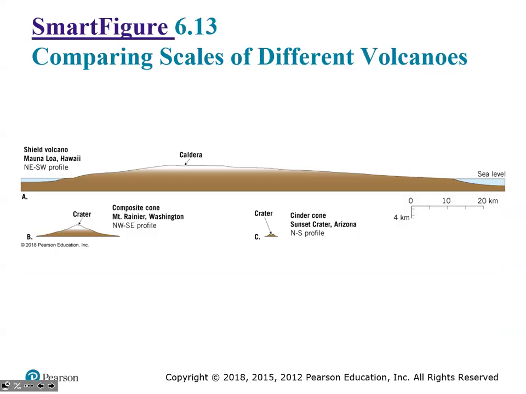So this is a comparison of the scales of different volcanoes. Here we have the very broad, shallower shield volcano, the nice conical composite cone from Mount Rainier, and here we have a cinder cone, which is steep, but it's also small.